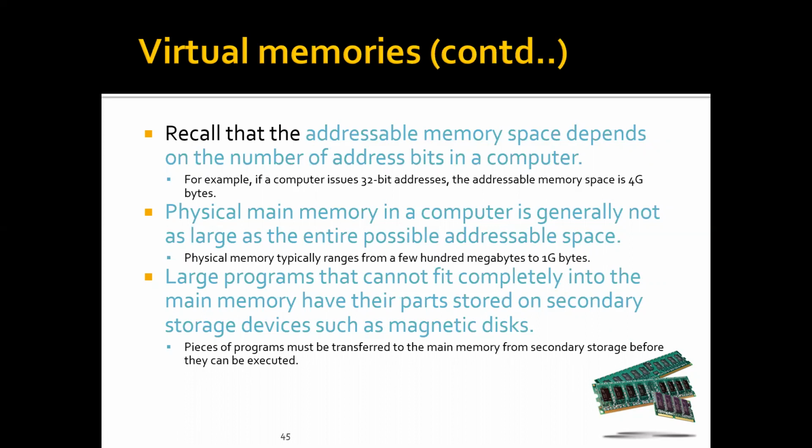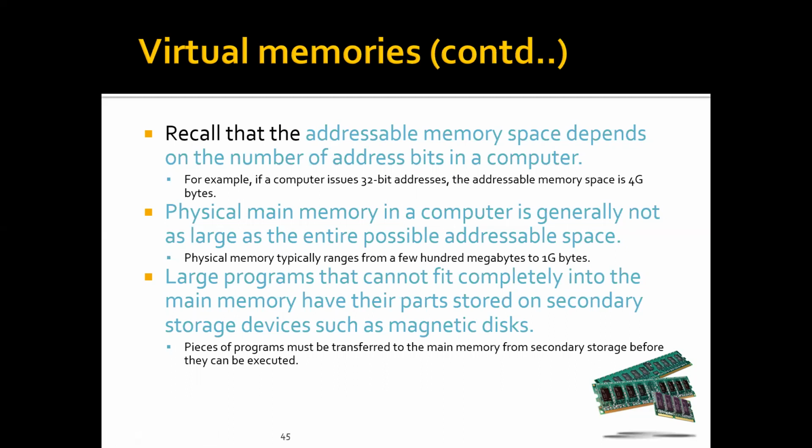Physical main memory in a computer is generally not as large as the entire possible addressable space. It cannot be more than what the processor can address. Physical memory typically ranges from a few hundred megabytes to 1 GB, and nowadays we may have 4 GB, 8 GB, 16 GB, or 32 GB of memory. So large programs cannot fit completely into the main memory.